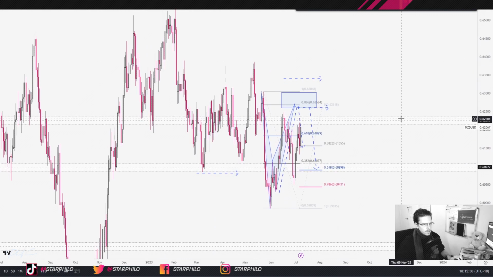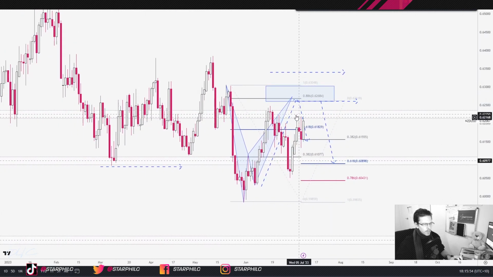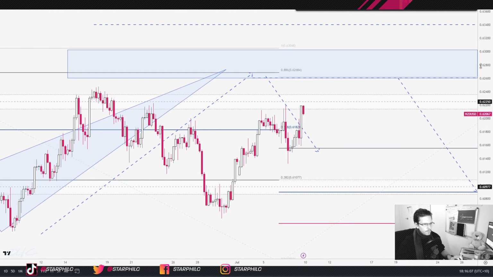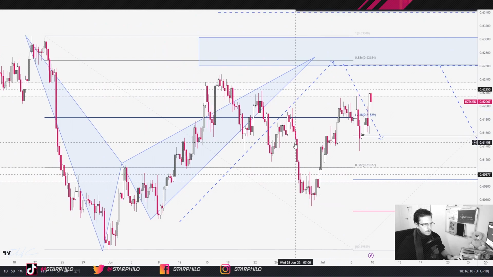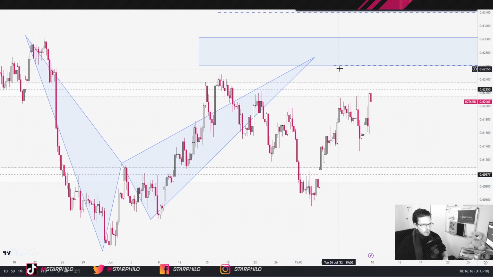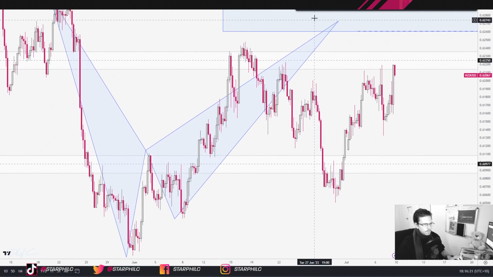Over on the Kiwi dollar right here, again, we wait, we wait and have patience with this one. There's also a winning trade in here, actually, on the lower time frame. It's a bit of a mess right here. Clean it up. Speaking of patterns, there's one in here, sneaky.